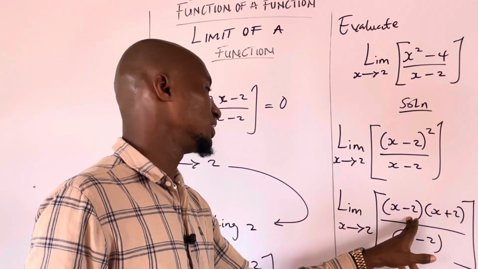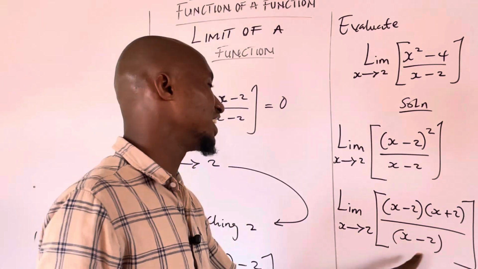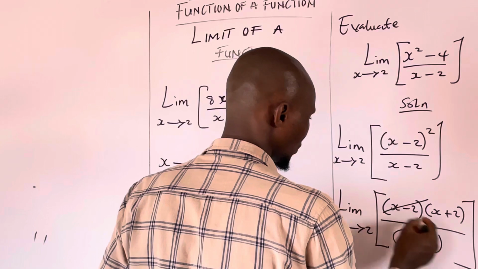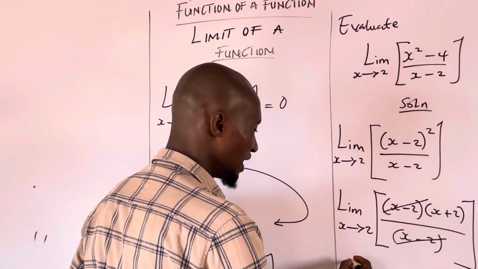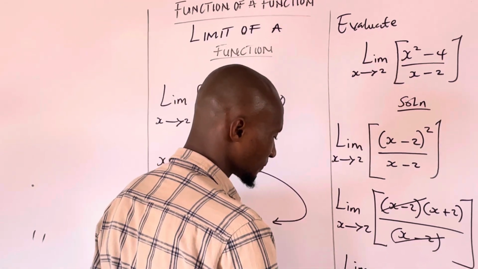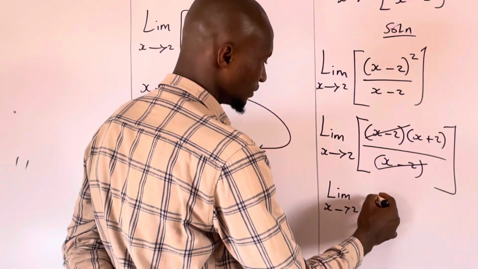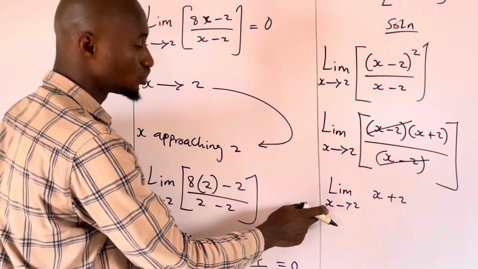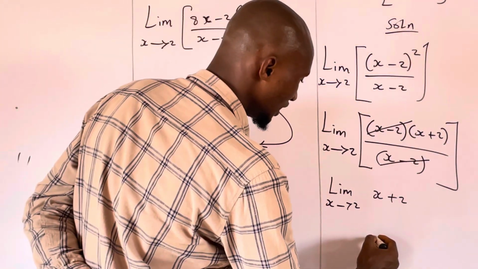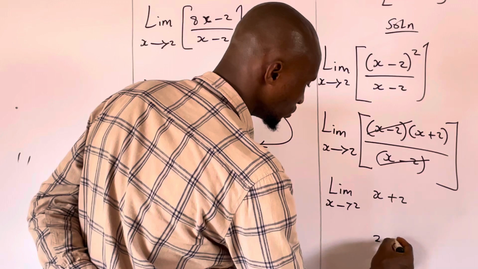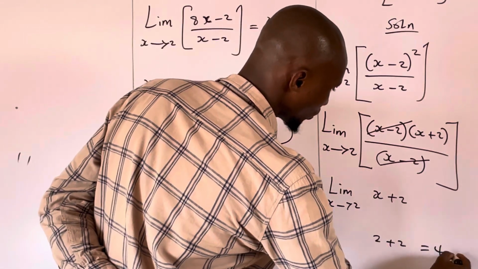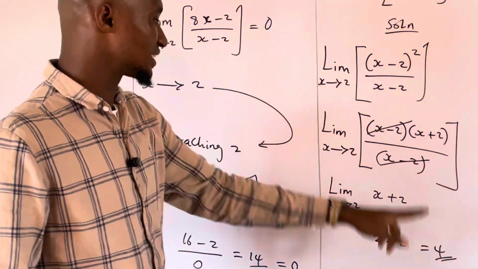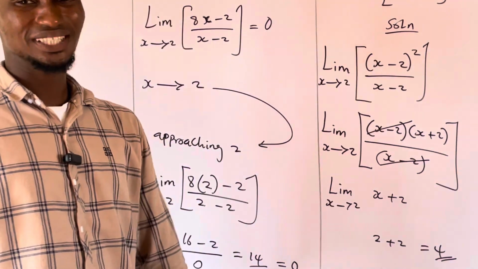So what do you think will happen here? I have x minus 2 here, I have x plus 2, and I have x minus 2 here. This will cancel out. So here we're going to have the limit of just x plus 2. Since x is approaching 2, anywhere you see x, you call it 2. So 2 plus 2, and the answer becomes 4. Final answer. So if I should evaluate this, my answer will be 4. Did you understand that?